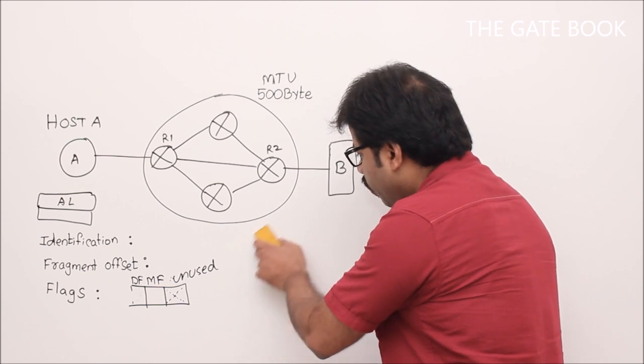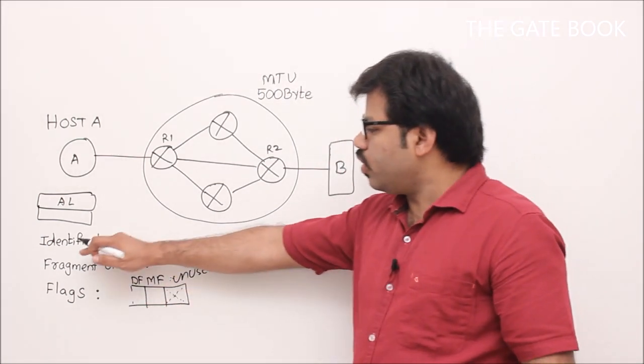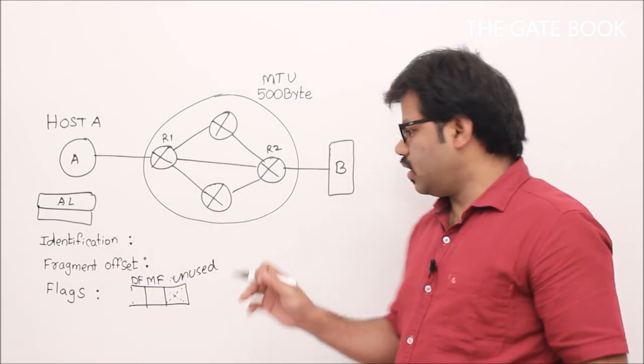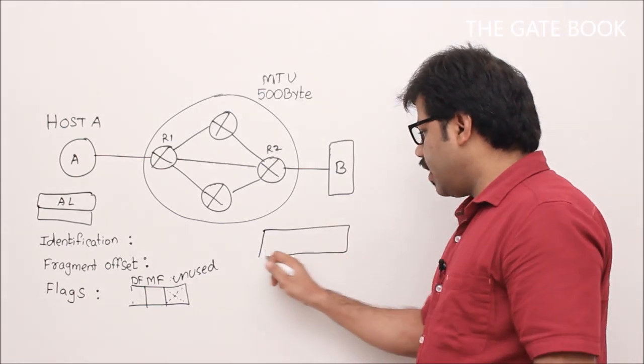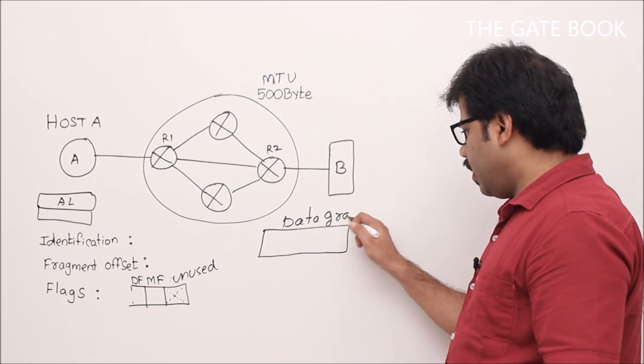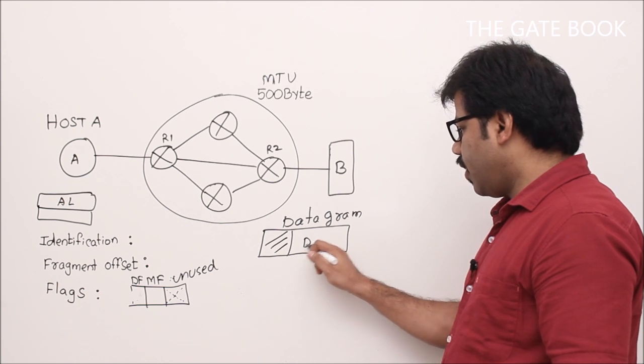Now we will come to fragmentation. What is fragmentation? I will tell you. First of all, rather than going to these fields, we'll see the problem. Why do we have to do fragmentation? This fragmentation is about your datagram, okay? So the network layer creates a datagram, we know that, right? In the datagram, this part is header, this part is data, okay?